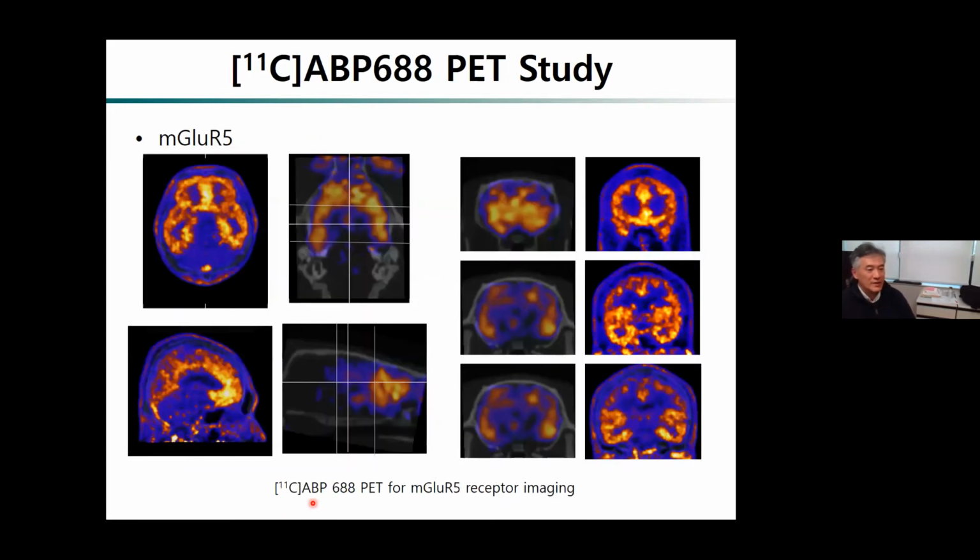And here you can see the metabotropic glutamate receptor 5 imaging with the C11 ABP688. Because it is a C11 compound, it showed a lower resolution than F18, but you can see the normal distribution in the normal brain.